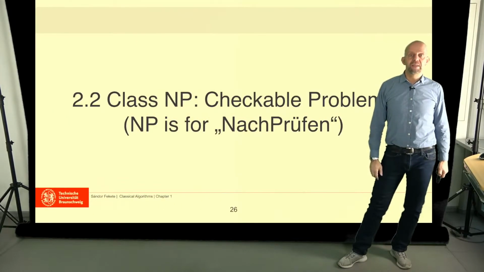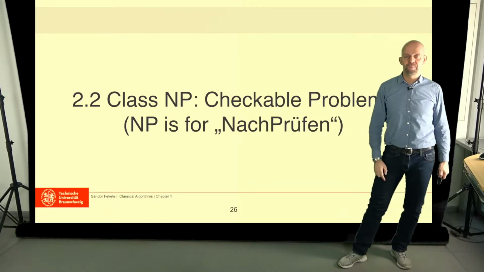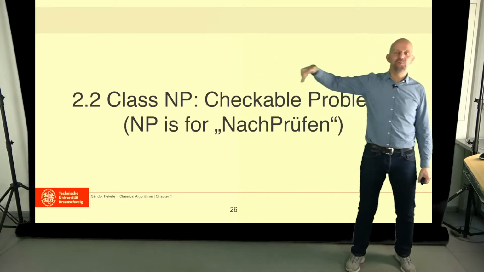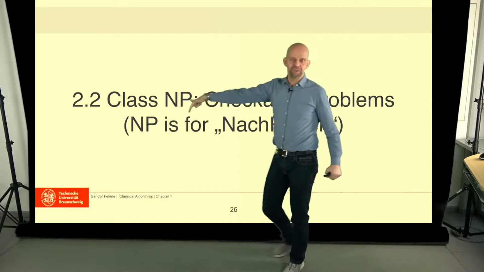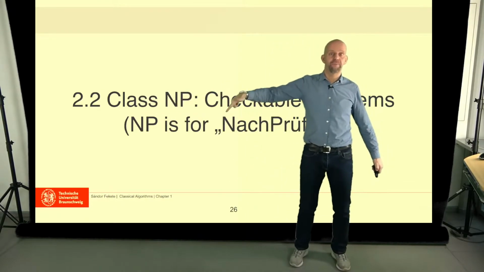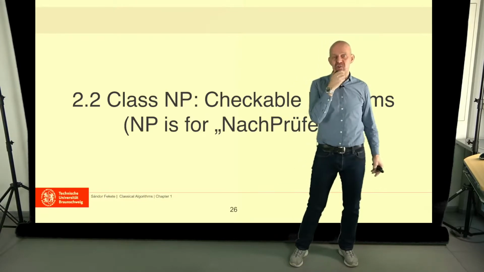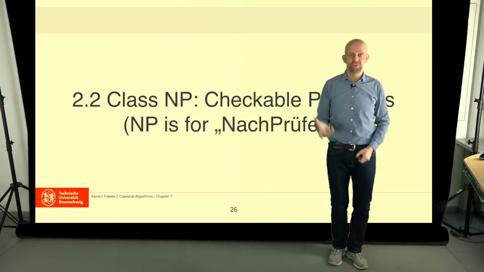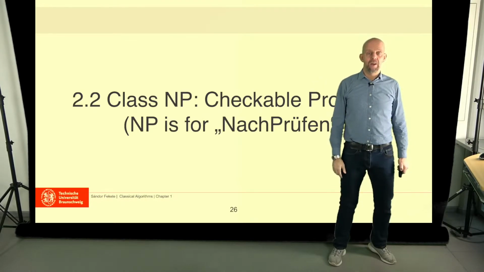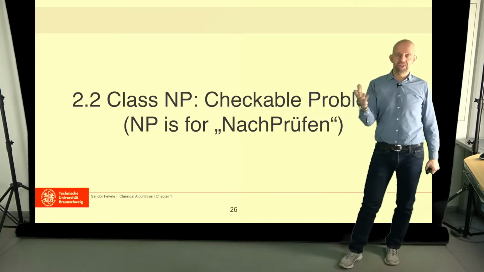So, second class, and that is different: NP. Now, when I introduce that in German, there's a mnemonic for this: check. Somebody gives you a solution, a checkable proof. So here's a solution, verify that it works. That is something which you already saw.